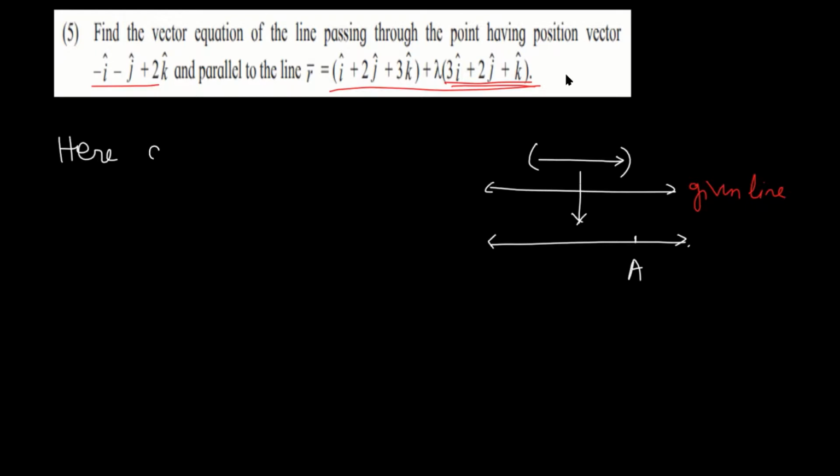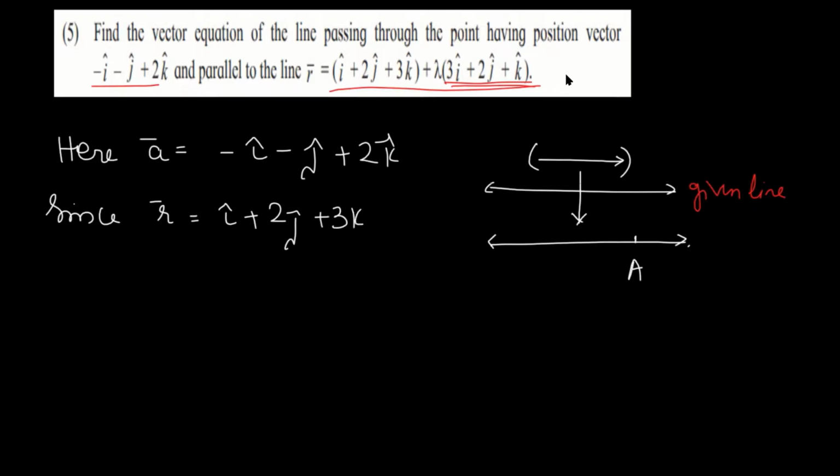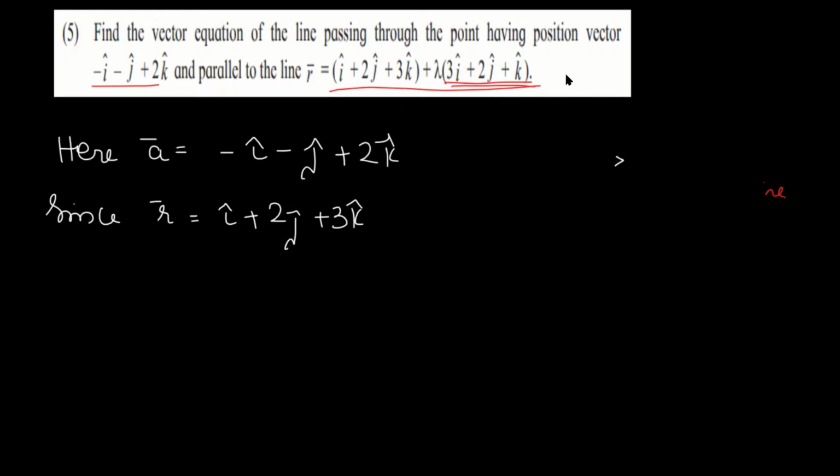So here, for the required line, a bar is equal to minus i minus j plus 2k. Since r bar is equal to the given line, that is r bar is equal to i plus 2j plus 3k, this is how you have to write the sum, plus the remaining part, that is lambda into 3i plus 2j plus k, which is parallel to the required line.